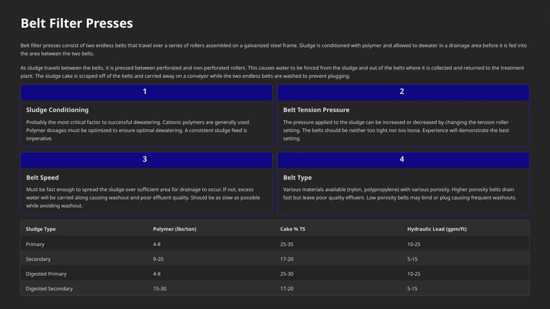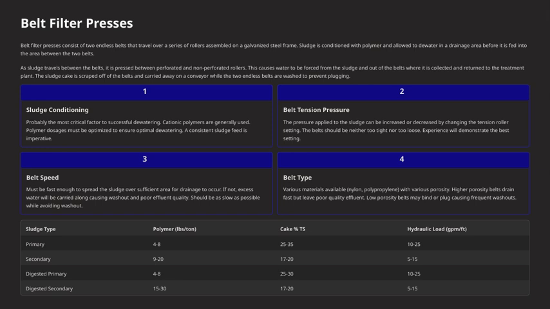This pressing action forces water out of the sludge, which then travels out of the belts and is collected for return to the treatment plant. The remaining sludge, now in the form of a cake, is scraped off the belts and conveyed away. Meanwhile, the belts are washed to prevent clogging and ensure continuous operation. An important aspect of this system is sludge conditioning. Proper conditioning, especially with cationic polymers, is critical for effective dewatering. The polymer dosage needs to be carefully optimized, and maintaining a consistent sludge feed is essential for reliable results.